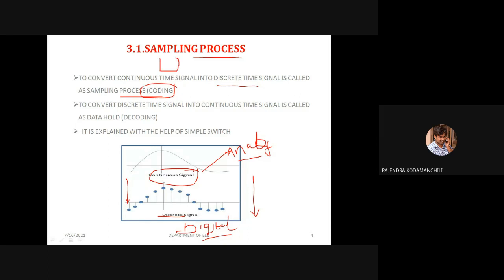Here it is a system. Here we are providing the input in terms of a continuous-time signal. This device or system is used to convert the continuous-time signal into a discrete-time signal. Converting a continuous-time signal into a discrete-time signal is called the sampling process. Technically, we call it coding.